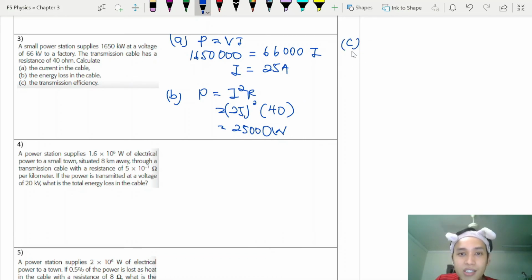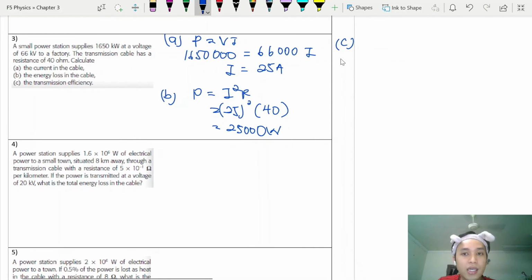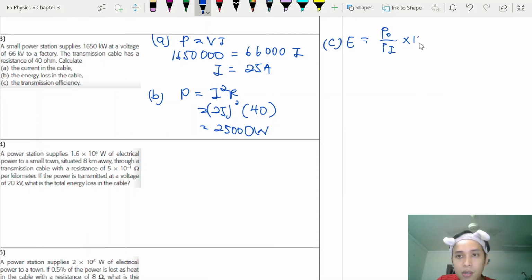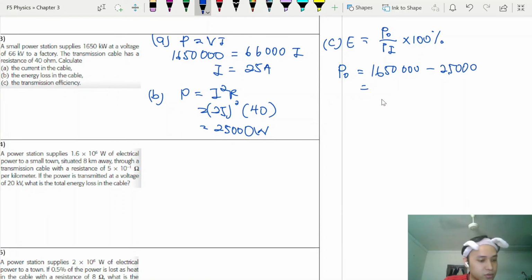Alright, so transmission efficiency. Meaning I need to know my output power and my input power. Now, this is not your output power. This is energy loss. So to get your output power, you need to minus it off. You take the original one, 1,650,000, minus energy loss. So many zeros.